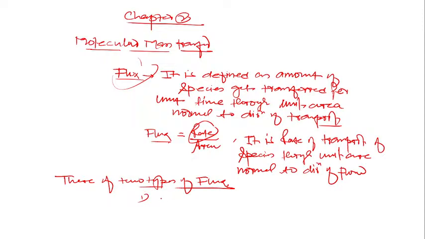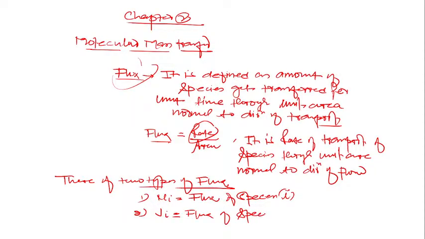One is Ni and the other is Gi. What is Ni? What is Gi? Ni indicates the flux of species I. It is a flux, and it's by molar mass, the flux of species I. So it's also the flux of species I. What is the difference in these two? The only difference is the reference frame.